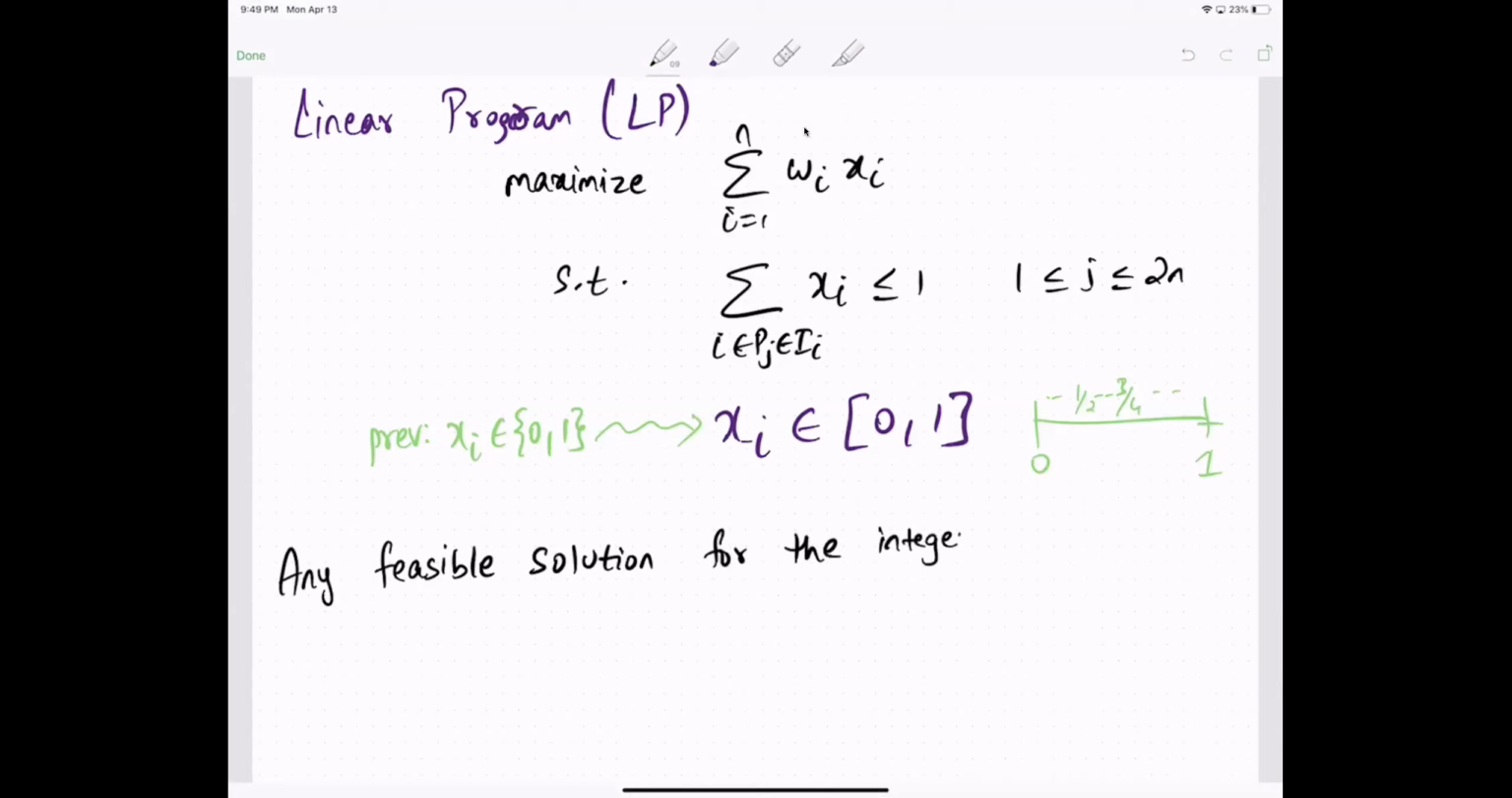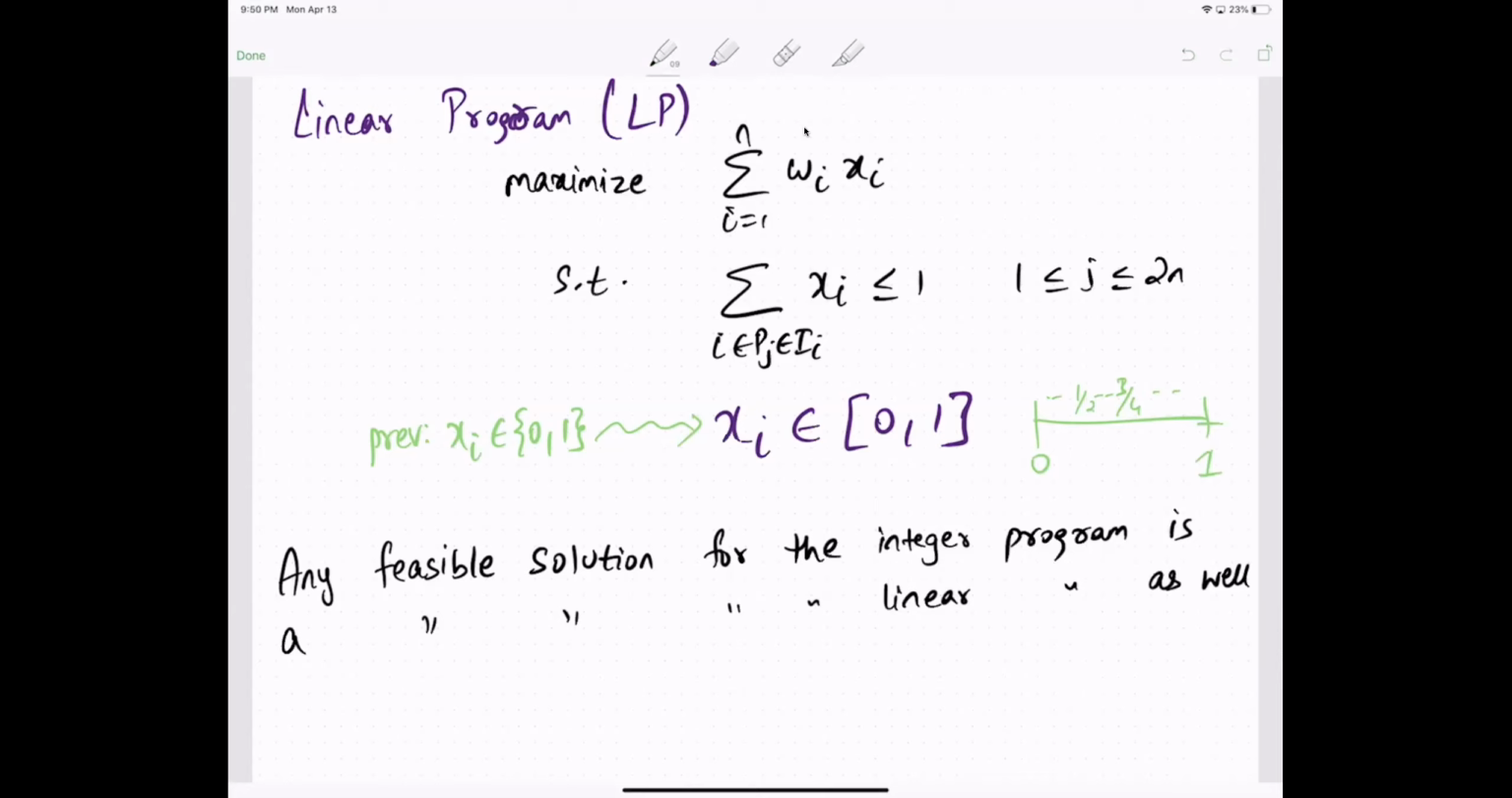So any feasible solution for the integer program is, in this context, a feasible solution for the linear program as well, right? Because what are the values xi's can take there in the integer program? 0 and 1, right? And those are valid values to keep here as well, right?